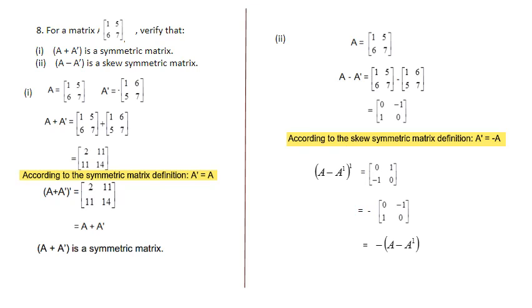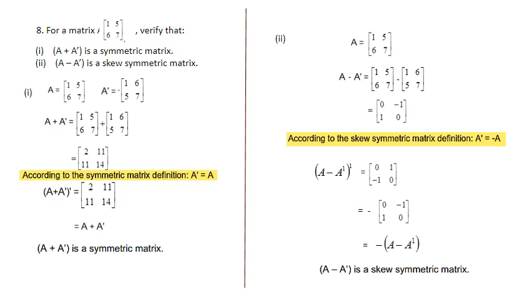Well, after that we have to come to the conclusion that this 0 minus 1 1 0 is here, that is minus of A minus A transpose, that is what it is written here. So we have come to the conclusion that A minus A transpose is a skew symmetric matrix. So let us go through once again.